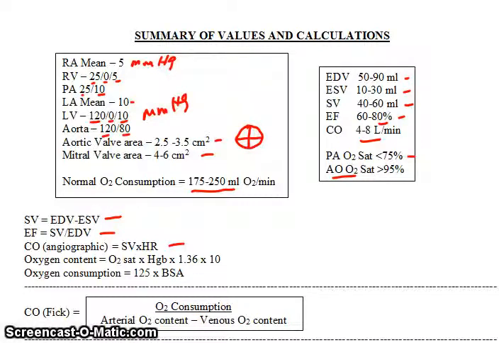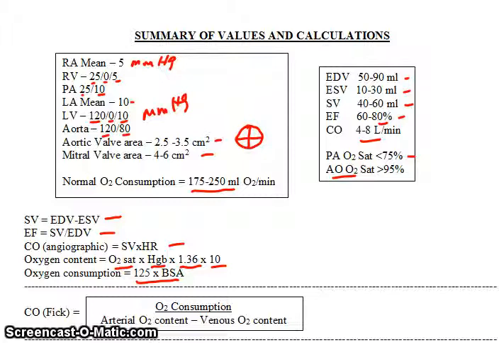Your oxygen content: first of all, you have to have the oxygen saturation for each blood vessel or chamber of the heart. Multiply that by your hemoglobin times the 1.36, which is the constant, and then times the 10 to get it in the correct units. Your oxygen consumption calculation is 125 times the BSA, which is body surface area.